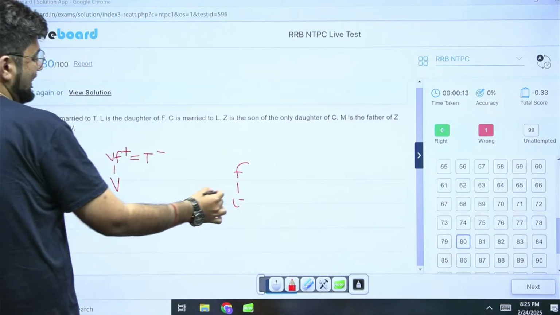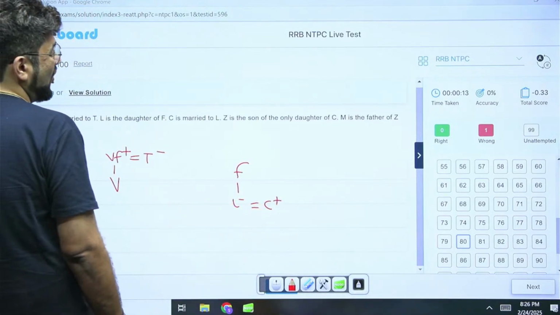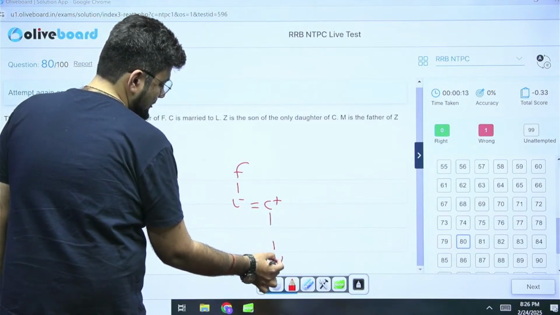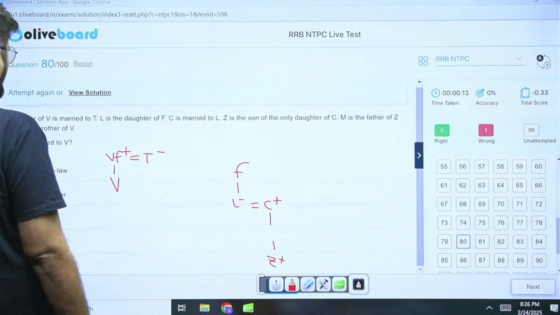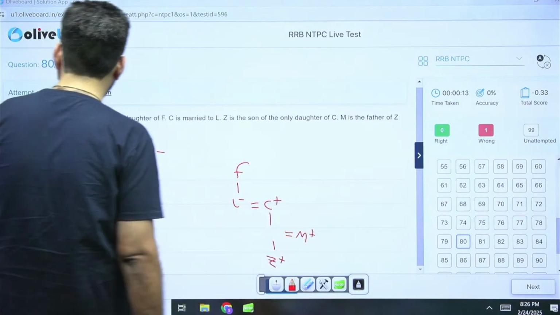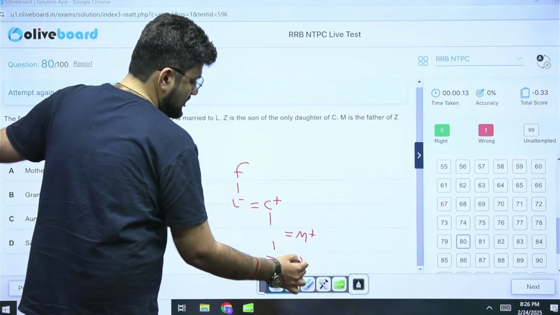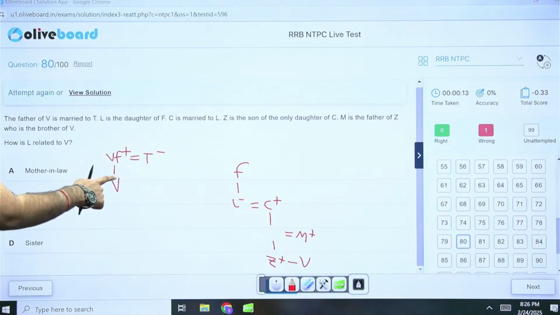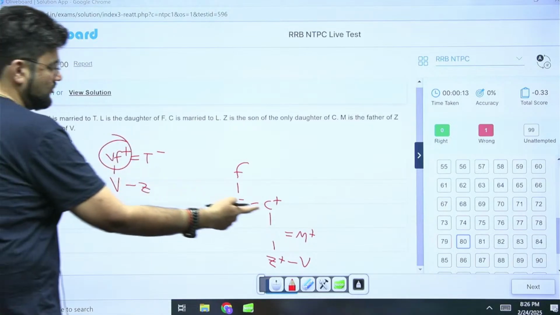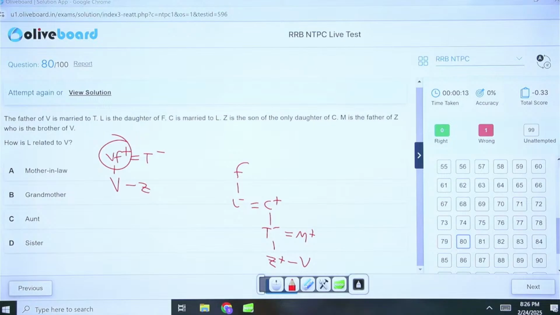C is married to L. If C is married to L, C has to be a male. Z is son of only daughter of C. So there is only daughter of C and Z is the son. Okay. M is the father of Z, so M is definitely here. Who is the brother of V? Z is the brother of V. Now if Z is the brother of V, we have Z here. We didn't know the father, so M was the father. So T is the daughter here. And now finally we have completed our tree.